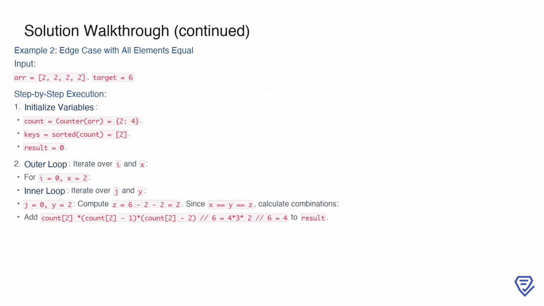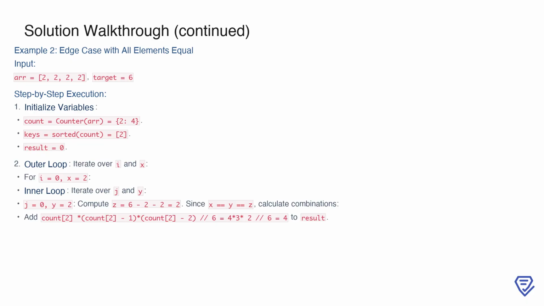In this example, we consider an edge case where all elements in the array are equal. The input array is 2, 2, 2, 2, with a target of 6. We start by initializing our variables. Using Counter, we find that all elements are 2, giving us 2: 4. The sorted keys are just 2, and result is initialized to 0. Now, we process the triplets.